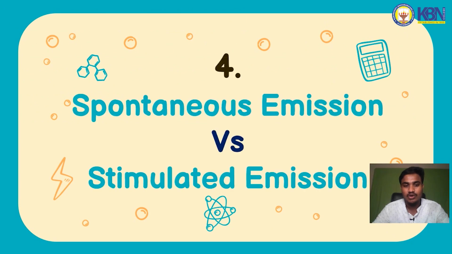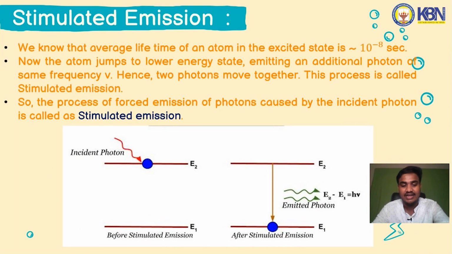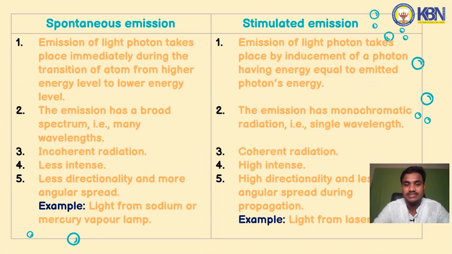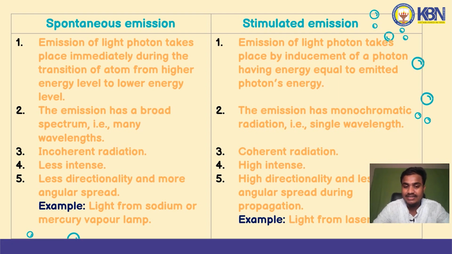Now we are going to see what the differences are between spontaneous emission and stimulated emission. The main difference is that in spontaneous emission, the emission of a photon takes place immediately during the transition of an atom from the higher energy state to the ground state. But in stimulated emission, the emission of radiation takes place by an induced photon, by an external photon. It is responsible for the atom coming back to the ground state.